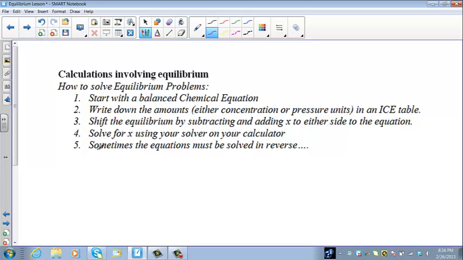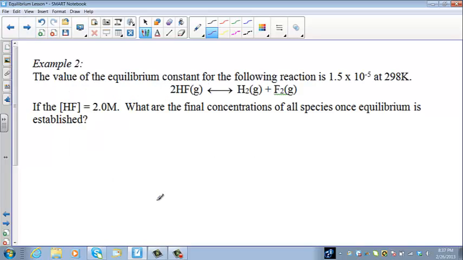We are now going to solve a problem, and I'm going to show you how to solve for x using the solver in your calculator. So in this example, the value of the equilibrium constant for the following reaction is 1.5 times 10 to the negative fifth. So this is my K. I have a balanced reaction, 2HF goes to H2 plus F2. I have an initial concentration of 2.0 molar. What are the final concentrations of all species once equilibrium is established?